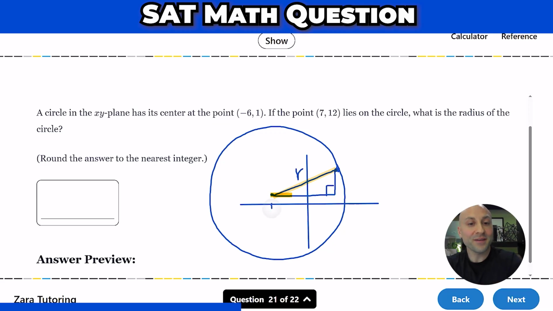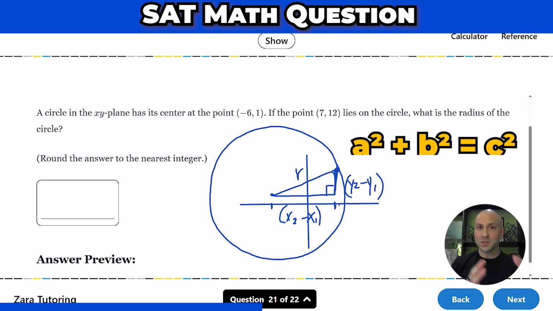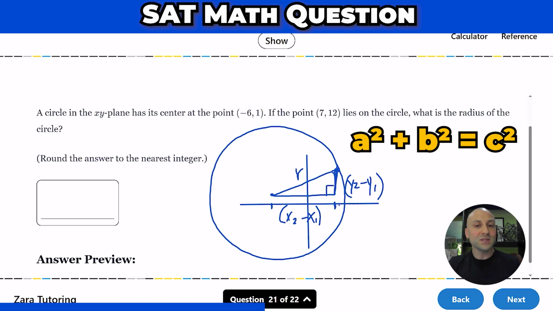Now, whenever we're trying to find the length of this horizontal leg, we're really finding the difference of the x coordinates. So we're going to call that x2 minus x1. And for the vertical leg, we're really finding the difference of the y coordinates. So let's say y2 minus y1. Now let's go ahead and rewrite Pythagorean theorem, which was a squared plus b squared equals c squared, but only using these variables.